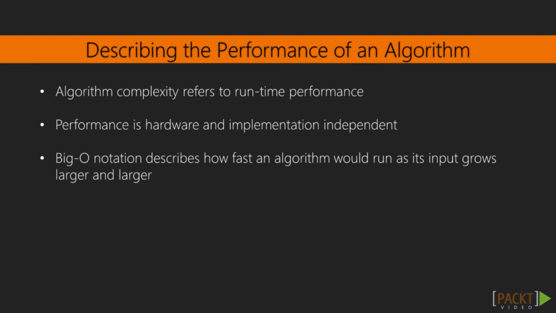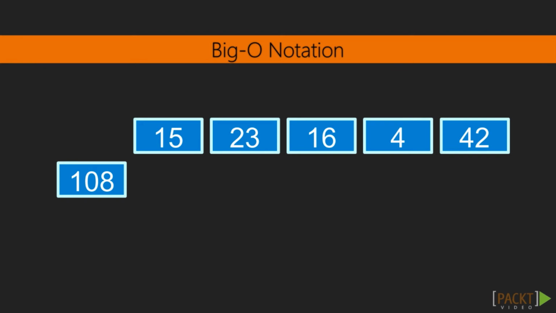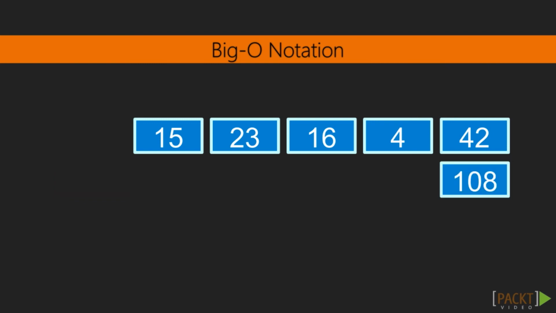For this, we use something called big O notation. Big O notation gives us a way to express how an algorithm performs as its input grows larger and larger. For example, let's consider an algorithm that sorts a list of numbers in either ascending or descending order. The algorithm performs the following steps. First, we take the first number in the list and compare it to the number next to it. If the number on the left is greater than the number on the right, we swap both numbers.